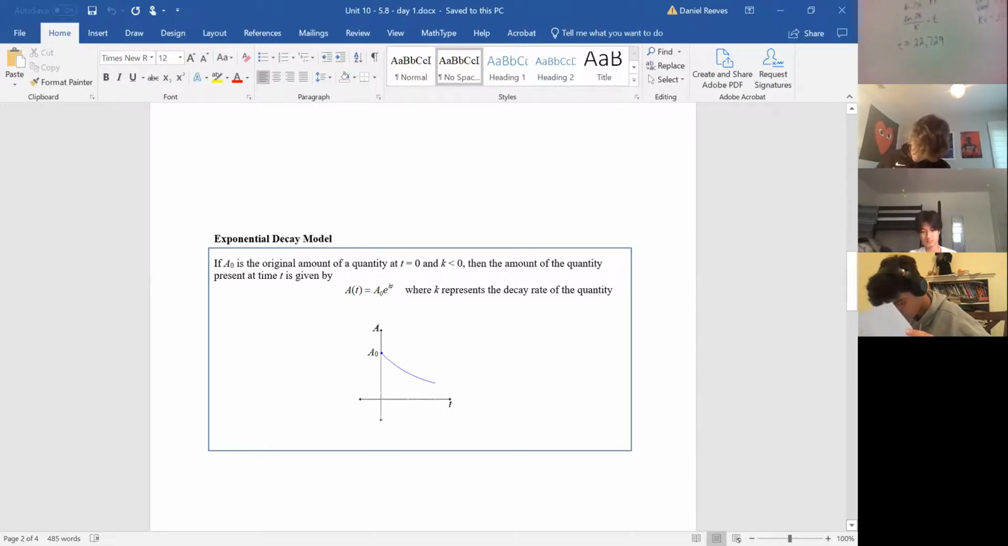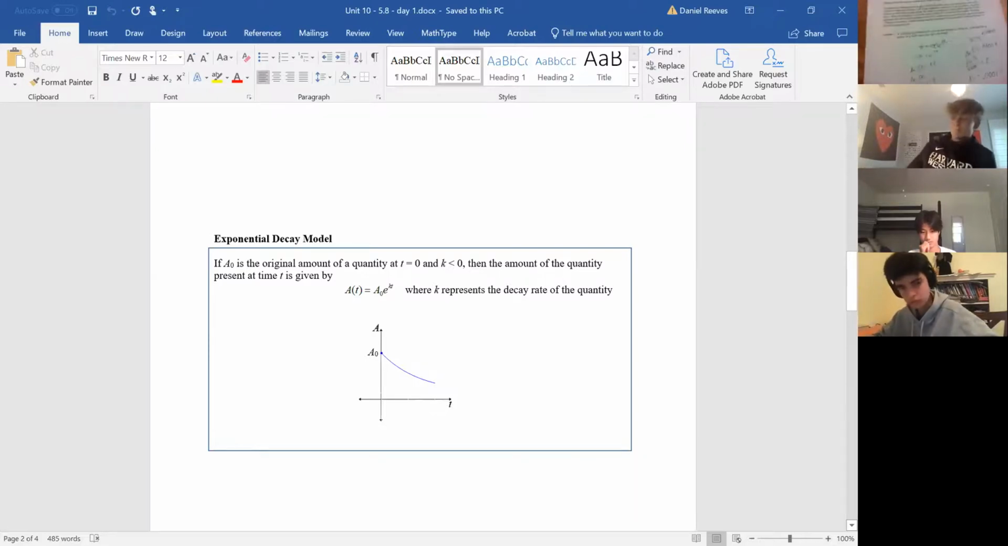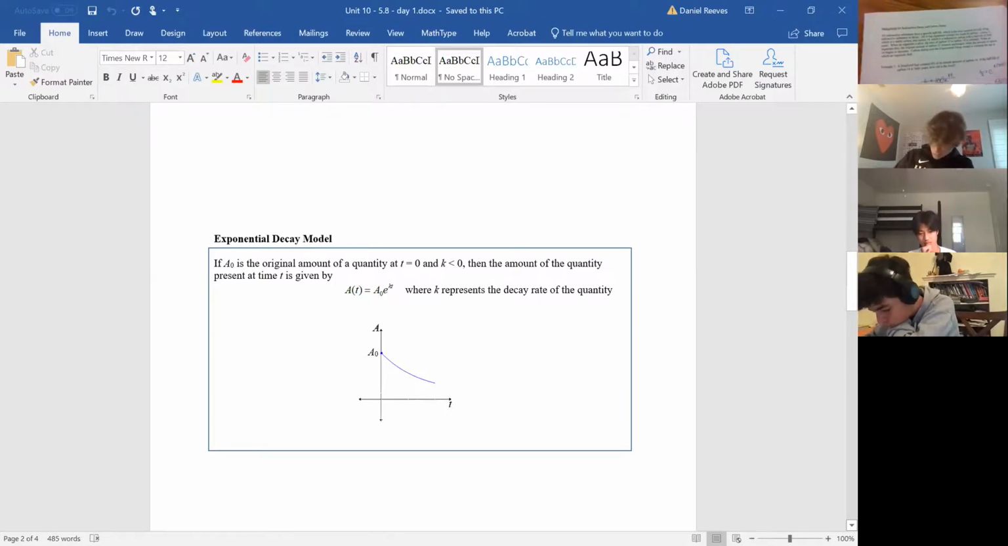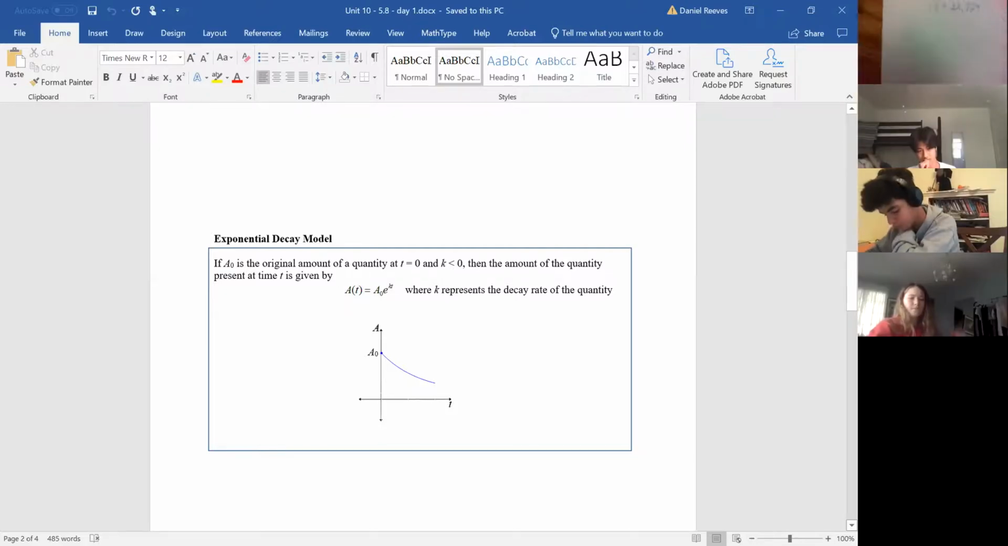Just to be clear, after how many years would I be down to 50% of my carbon-14? 5,600. Great. After a little more than 11,000 years, I'd be down to half of that. I'd be down to 25%. After another 5,600 years, so roughly 17,000 years at this point, I'd be down to 12.5. And after another 5,600, I'd be down to 6.25. So this seems to be in the right ballpark, this answer.